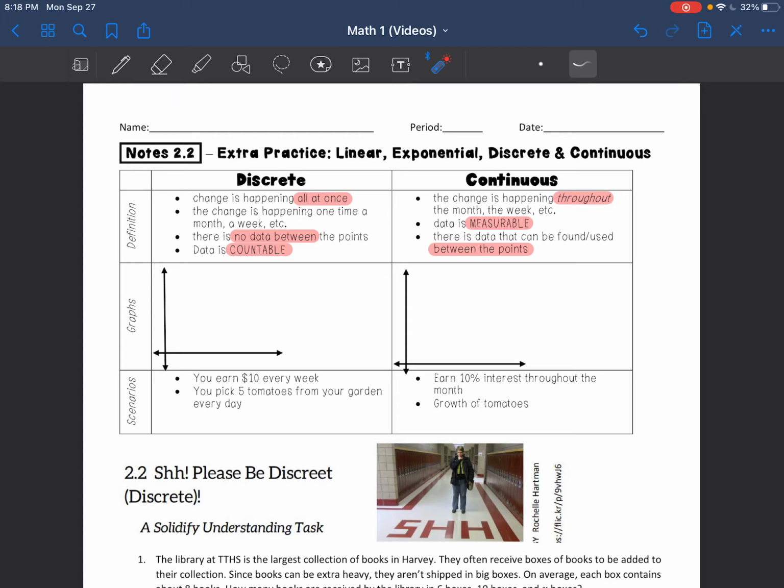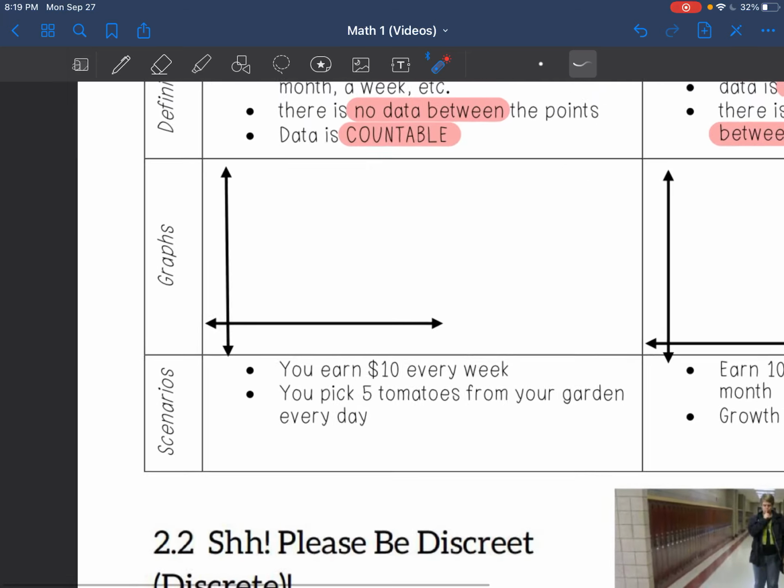There is no data between the points, so that's super important as well. And then lastly, the most important thing that we talked about was that data is countable. It's continuous if there's change happening throughout the month or the week or years, hours, however. And this data is usually measurable. And what happens is there is data that can be found in between the points, right?